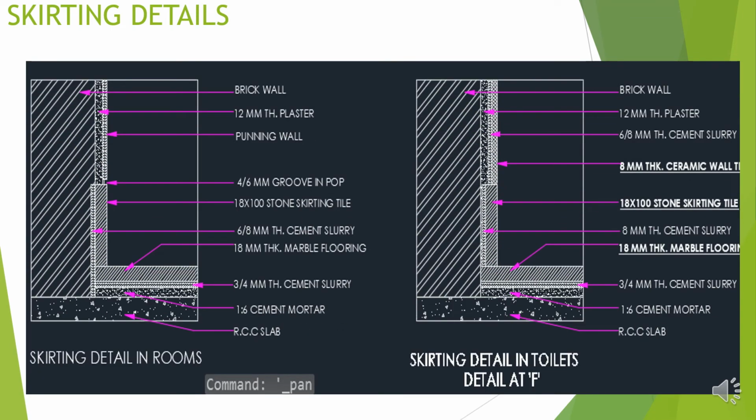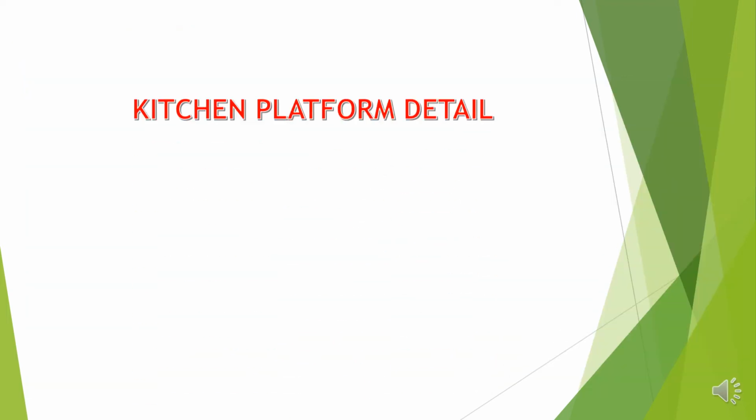Now that you have done the tile, you require skirting details. There are two different skirting details. One is meant for a room and one is for a bathroom, in which the architect shows you how the skirting is going to look all around, and where the grooves have to be provided for expansion, contraction and everything. This is the skirting detail for the rooms. This is the skirting detail of the bathroom.